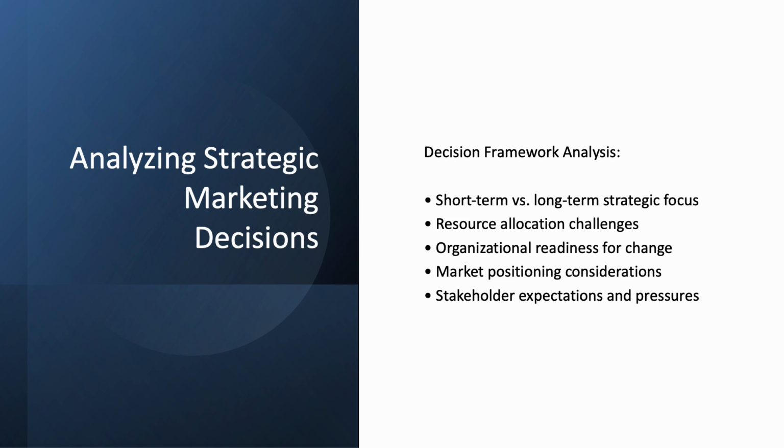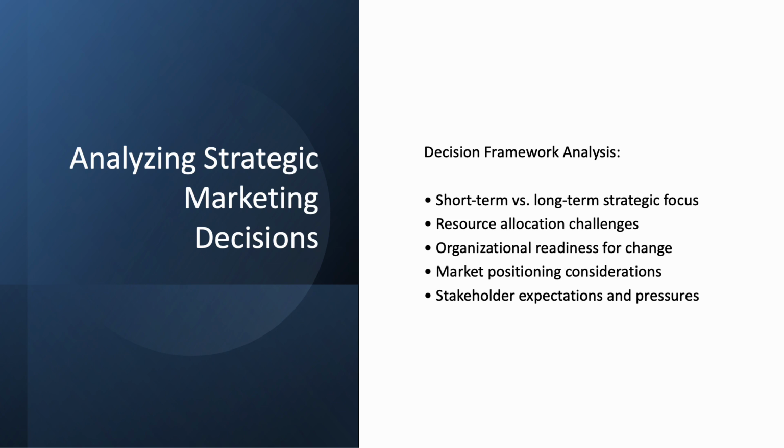Second, resource allocation represents a fundamental constraint. Marketing budgets are finite, and every dollar spent on one initiative represents an opportunity cost. Effective marketers must make strategic choices about where to invest resources for maximum impact. Third, organizational readiness plays a crucial role. Implementing new marketing strategies requires buy-in from across the organization, appropriate skills and capabilities, and cultural alignment.